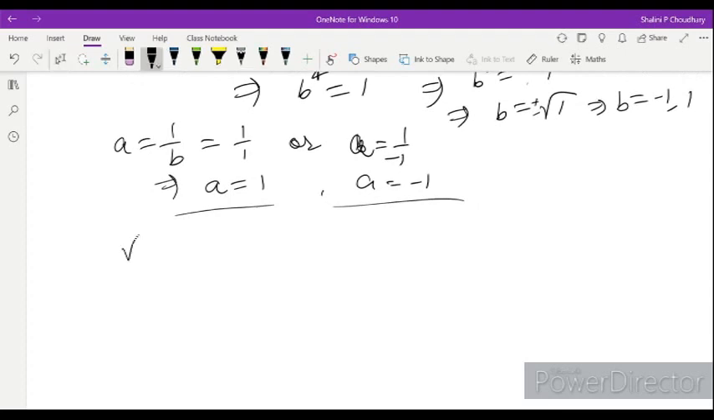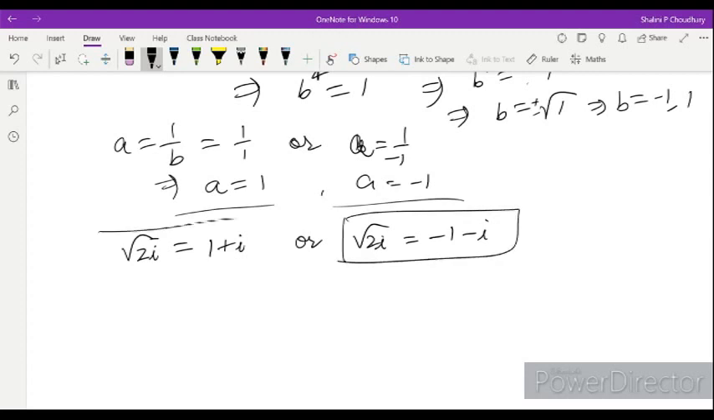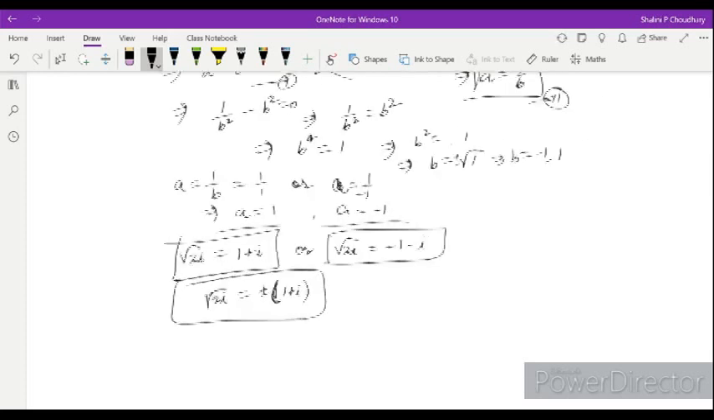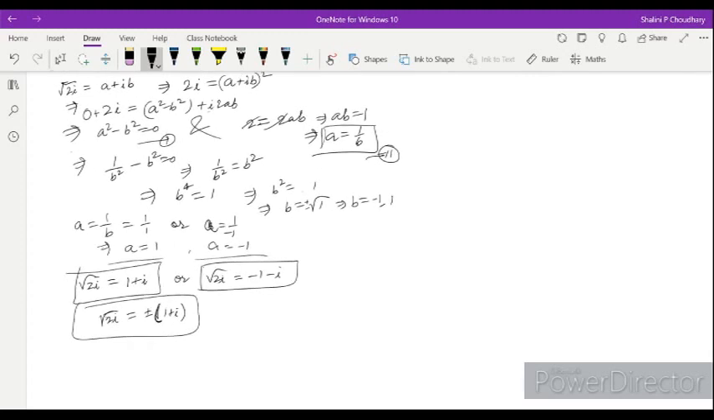So square root of 2i will be equal to 1 plus i, or square root of 2i will be equal to minus 1 minus i. Okay, so these can be the two values. So directly we can write square root of 2i will be equal to plus minus (1 plus i). So this was all about square root of a complex number.